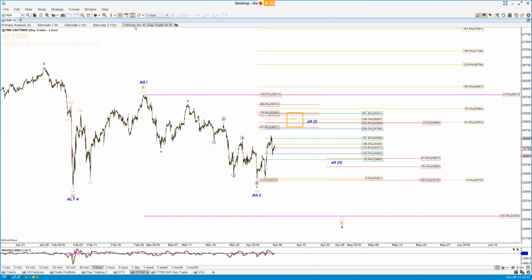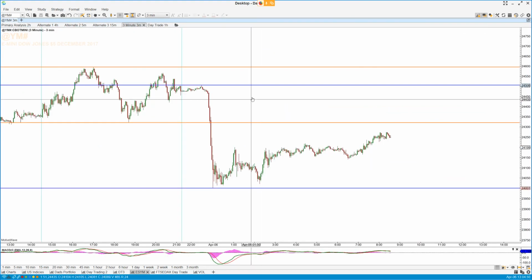In the meantime, we have the day trading levels to work from.